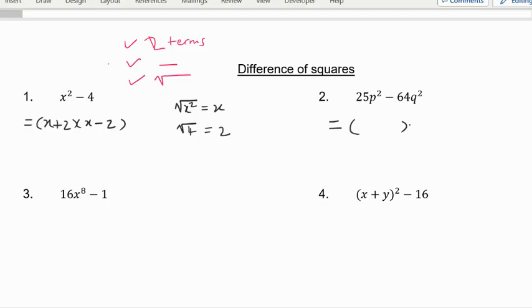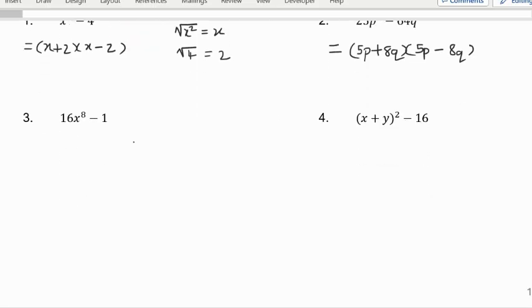So for DOTS, it always breaks up into two sets of brackets. Square root of 25, 5. Square root of p squared is p. That goes into both sets of brackets. Square root of 64 is 8. Square root of q squared is q. There we go, into both sets of brackets, exactly the same. What do we need to remember? One plus, one minus. Doesn't matter which one comes first. Okay, fully factorized. Let's look at the next one.